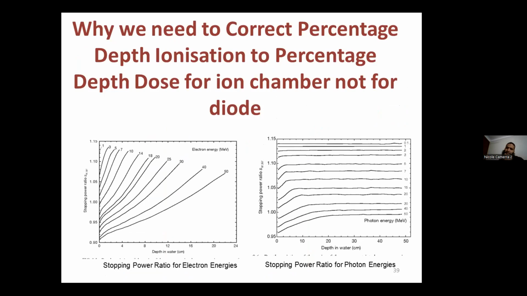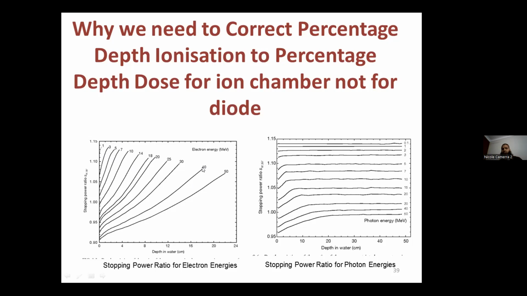If you see the stopping power ratio, because your chamber has a cavity, the stopping power ratio water to air changes significantly as you change your depth. You can see here for electrons on the left hand side. Especially as the energy gets smaller, the curves get steeper, and the gradient is quite significant for very low energies like 5, 3 and 7. That's why stopping power ratio is a big issue in electron dosimetry.